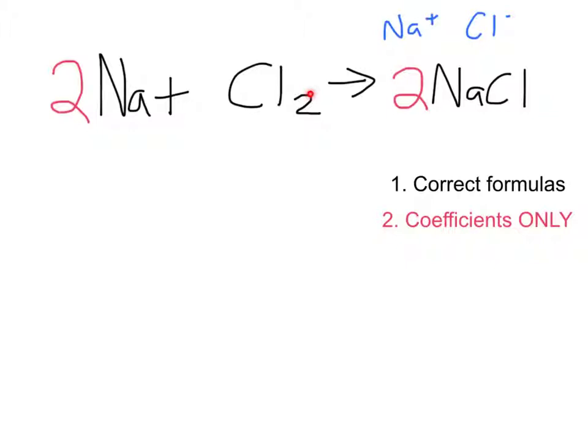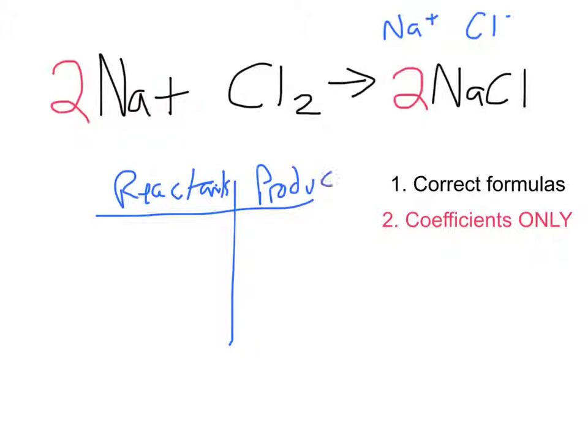So what you got to do is I like to count. I do a little thing right here. We have the reactants. We have the products. We have sodium and chlorine. So I'm just going to keep a tally. How many sodiums in the reactant? 2. How many in the product? 2. How many chlorine in the reactant? 2. How many chlorine in the product? 2. So everything is balanced.